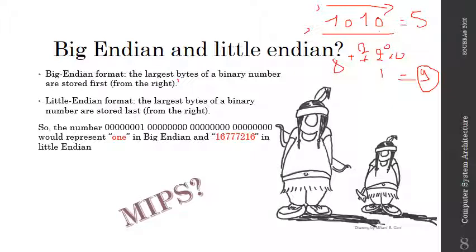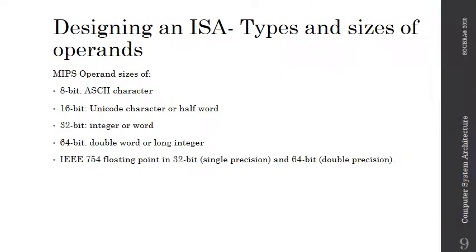What about MIPS? Well, MIPS is actually flexible, so it's considered to be bi-endian. Hence, you need to specify whether you want it to interpret it as big endian or little endian.